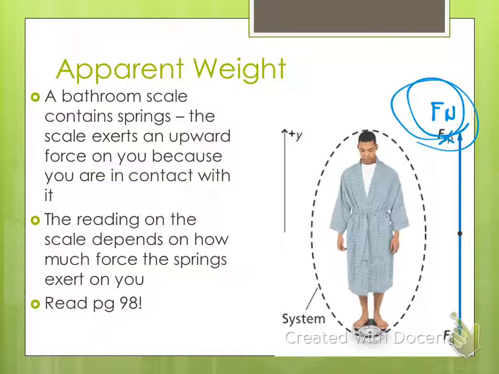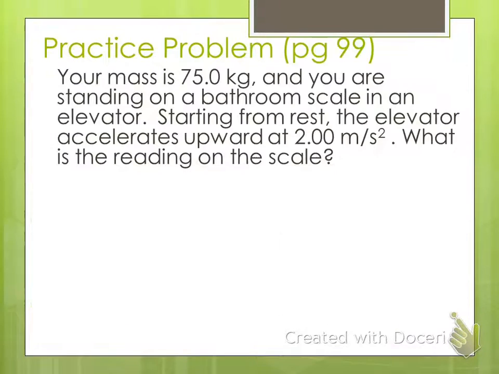Okay, so get out your textbook. I want you to read on page 98. This explains apparent weight just a little bit better, or gives you a little bit more information on apparent weight and these scale problems. Your mass is 75 and you're standing on a bathroom scale in an elevator. Starting from rest, the elevator accelerates upward at 2 meters per second squared. What's the reading on the scale? So get written down what you need to, and then we'll work this out together.